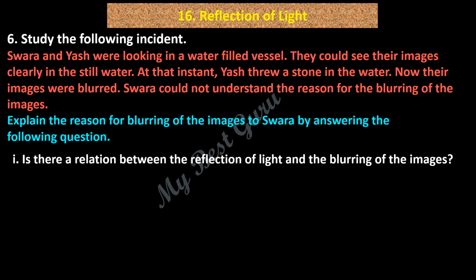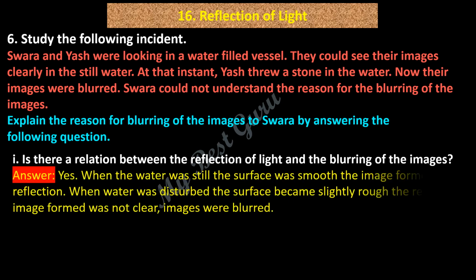1. Is there a relation between the reflection of light and the blurring of the images? Answer: yes. When the water was still, the surface was smooth. The image formed by reflection was clear. When water was disturbed, the surface became slightly rough. The reflected image formed was not clear. Images were blurred.